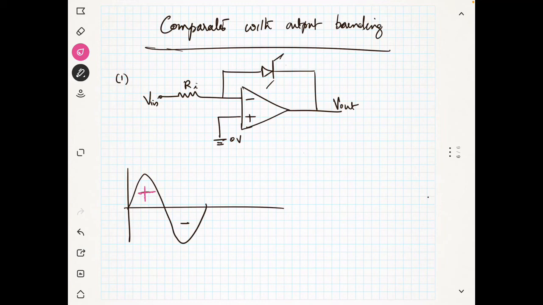what will happen here? If the input is positive, then there will be a current. I told you this is 0 volt and this also will be 0 volt if the Zener diode is on. If the input is greater than 0.7, otherwise the Zener diode will not be on. So if the input is greater than 0.7, there will be a current like this. This current also will be flowing like this, and the current will be flowing like this. And what about this current? There won't be any current into the op amp.